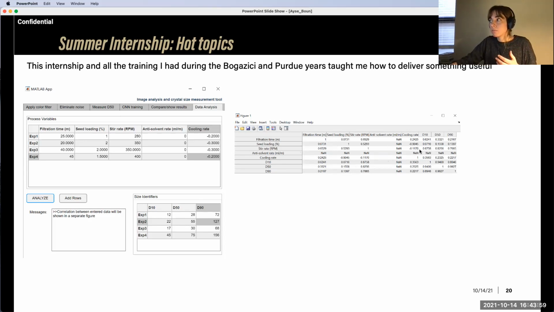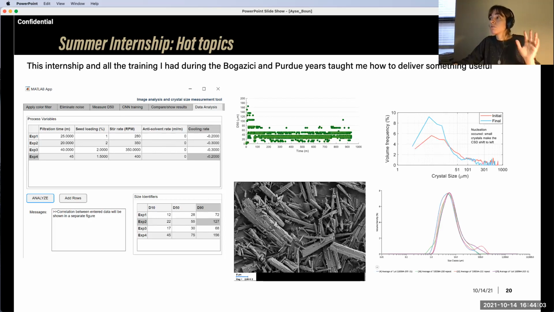And you have these not a number values because I didn't put anything for anti-solvent addition rate, etc. So for the validation, I used one of their extra experiments, and the tool I developed told me that in this experiment, the crystals were between 20 to 60 micrometer. And this is the SEM electron microscopy image for those crystals.